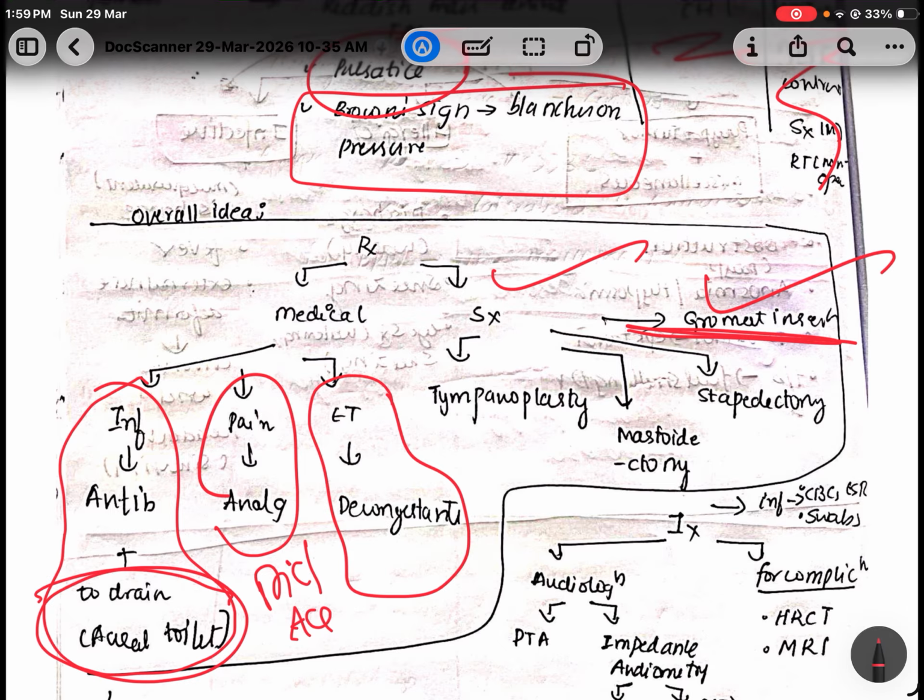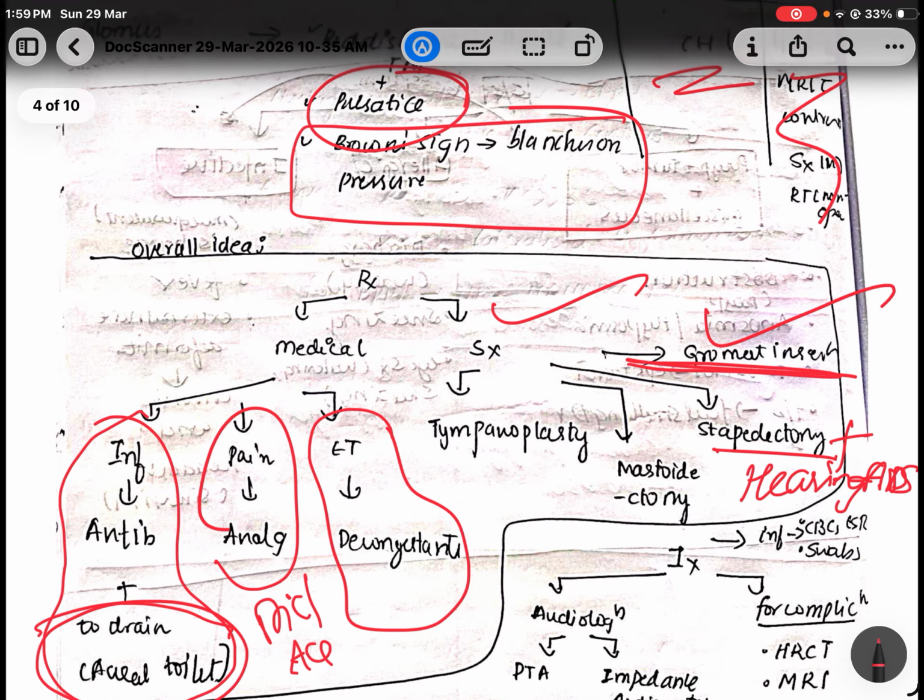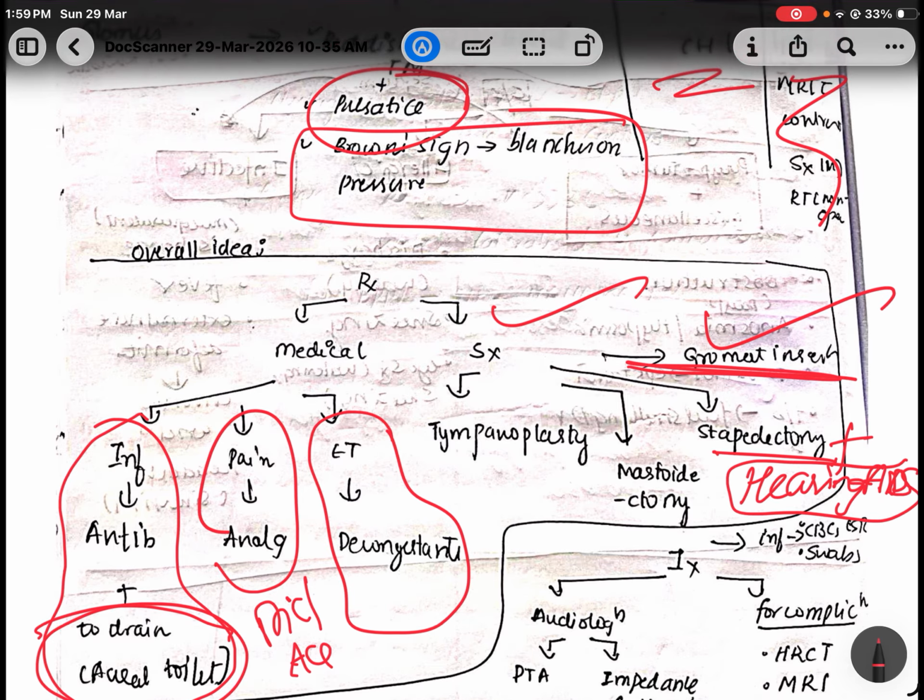Correct. Then where do you go for stapedectomy and stapedotomy? You go in otosclerosis, plus hearing aid is something which all will forget, but this is the major thing they will be looking for in the paper. Then if it's a dry ear, you obviously go with tympanoplasty. Then if it's a mucosal, what we call cholesteatoma-associated CSOM, obviously go with mastoidectomy. Correct. This is the overall management which you have.